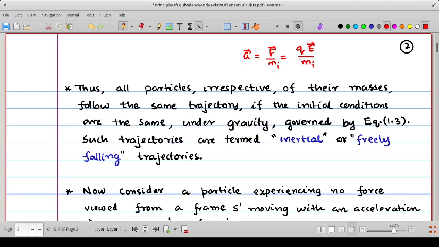So the gravitational force is fundamentally different from others because it is universal for all particles, irrespective of their mass. All of them satisfy the same equation if there is only a gravitational force acting on them. All of them will follow the same trajectory provided the initial conditions are the same. And these trajectories are called inertial trajectories, or freely falling trajectories.